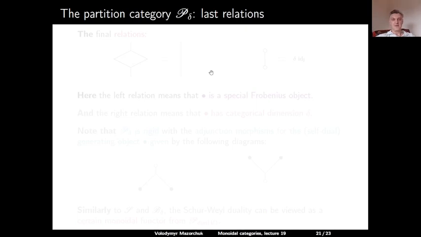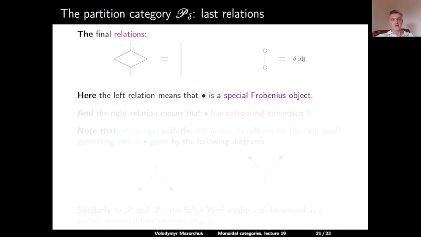Finally, we have the last 2 relations. The first one says that if we split and then merge, this should be equal to the identity. And the second one says that creation and annihilation is equal to delta times the identity of the identity object 0. So the left relation just means that the bullet object is a special Frobenius object, and the right relation means exactly that our object bullet is an object of categorical dimension delta.